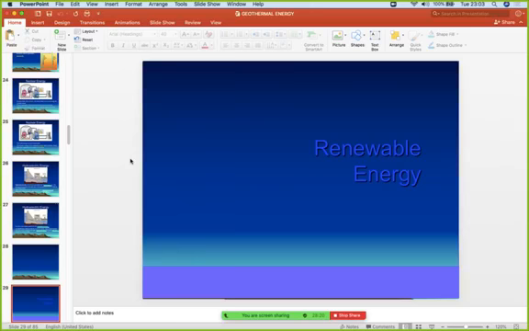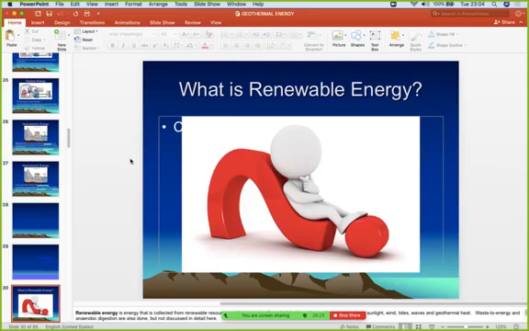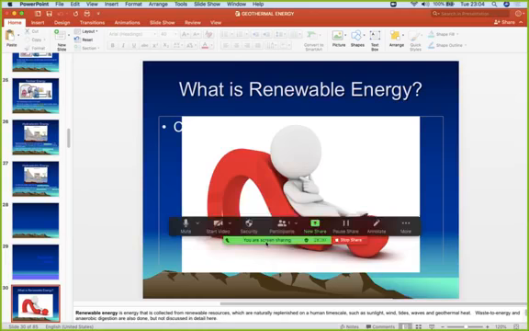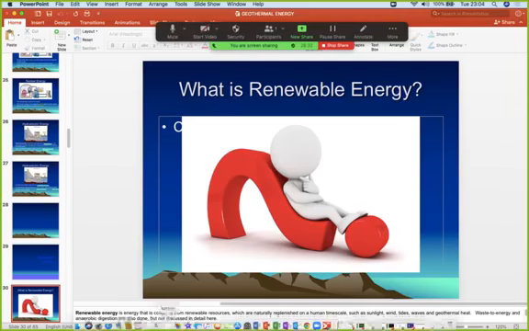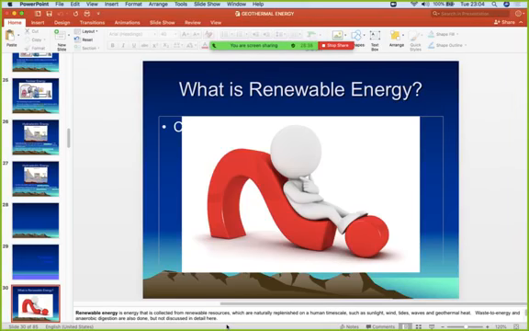Next. Now we go to renewable energy. So what is renewable energy? It is energy, there's a definition here, that is collected from renewable resources, no? Which are naturally replenished on a human time scale, such as sunlight, wind, tides, waves, and geothermal heat. So waste to energy and anaerobic digestion are also done but not discussed in detail here.